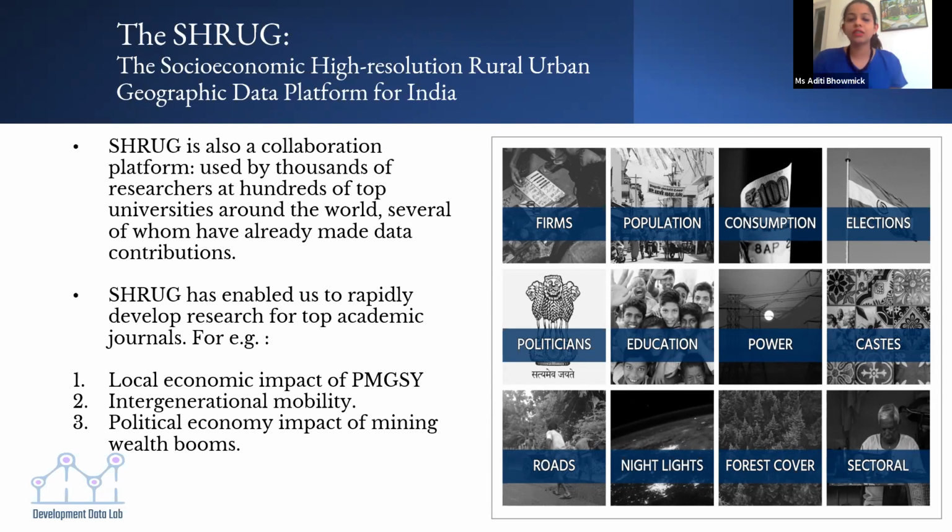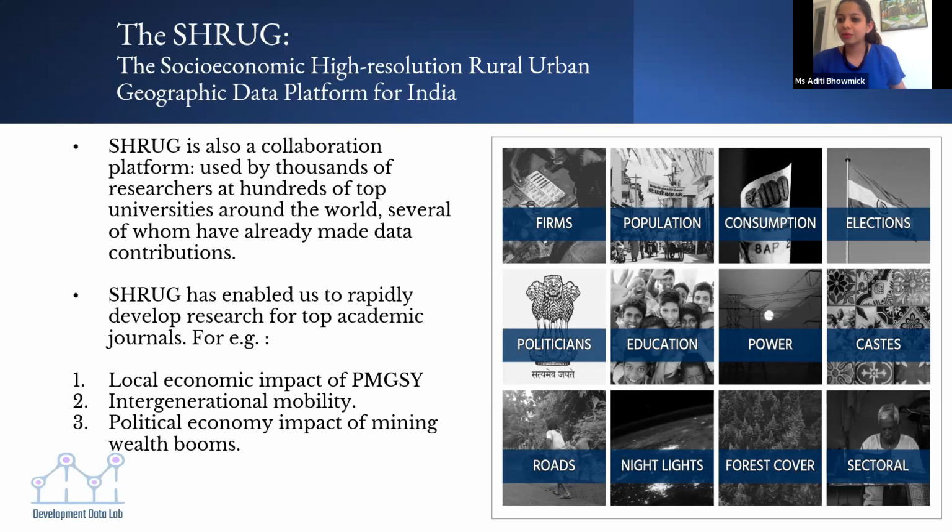Similarly, we had several researchers contributing to an open access COVID data repository that we have built, and I'll talk a little bit more about that. And of course, like I was mentioning, the Shrug is the backbone for all of the social science research DDL itself produces, some of which has looked at the local impact of large-scale government programs, some of which has studied mobility across generations. Are you likely to do better than your previous generations depending on where you were born in India and depending on what community you were born into.